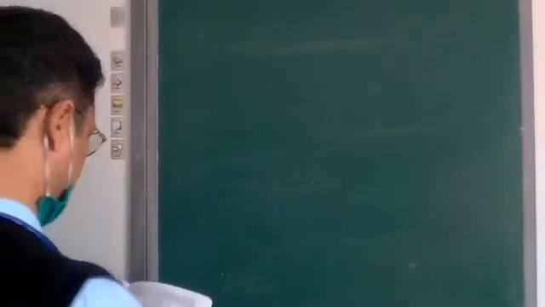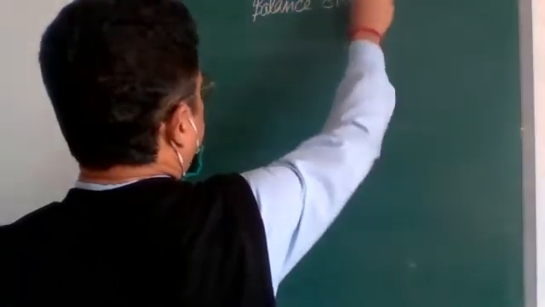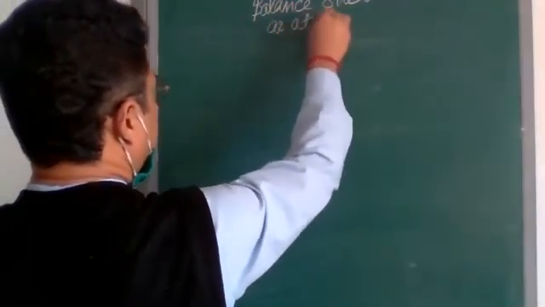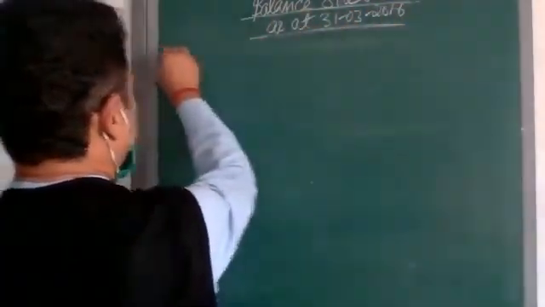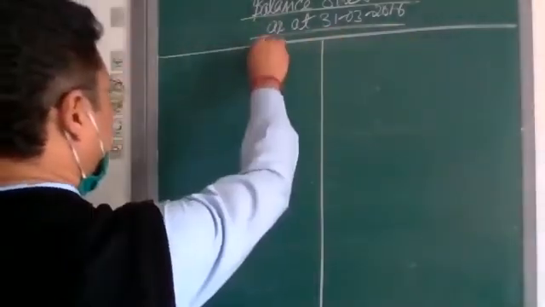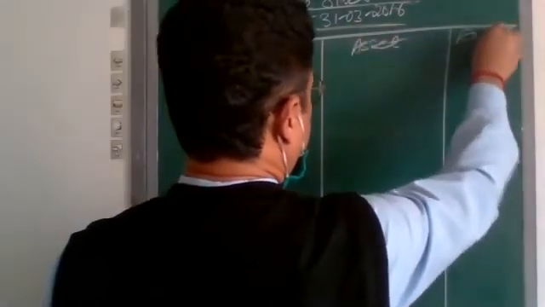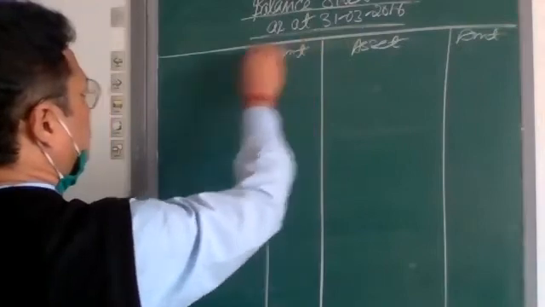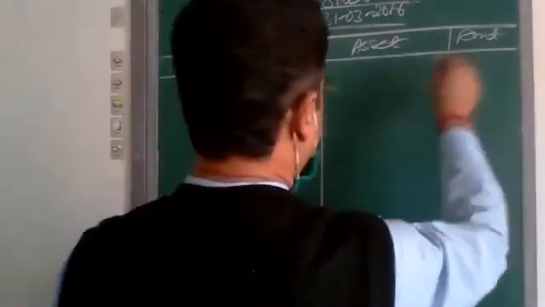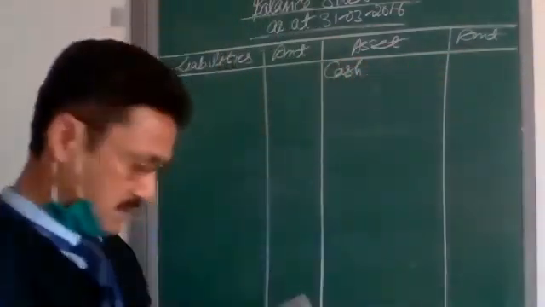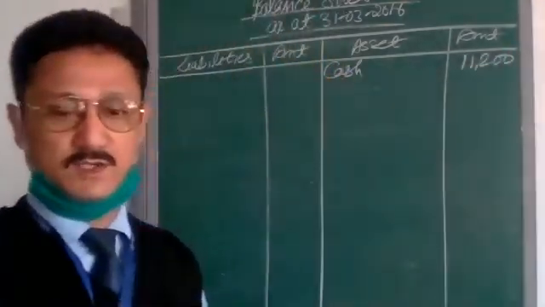Then the closing balance sheet. Balance sheet as at 31st. Cash, 11,200. Be quick. 11,200 is the cash.